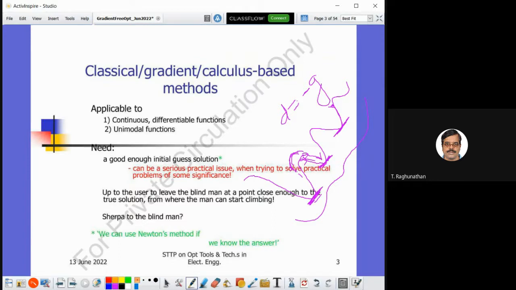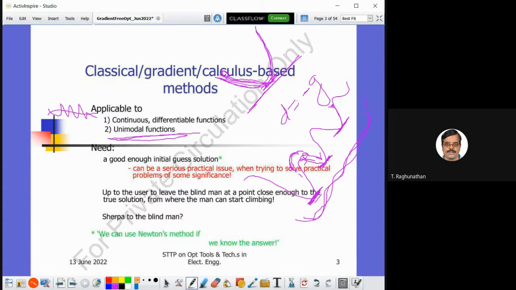Okay, they are applicable only to unimodal functions. Unimodal means, let us say, bowl kind of functions. Okay, you leave him here, very happily he'll reach the lowermost point, the minimizer. But if you leave him in this kind of landscape, he cannot. He is going to find only a local minimizer, and that is not all the story.